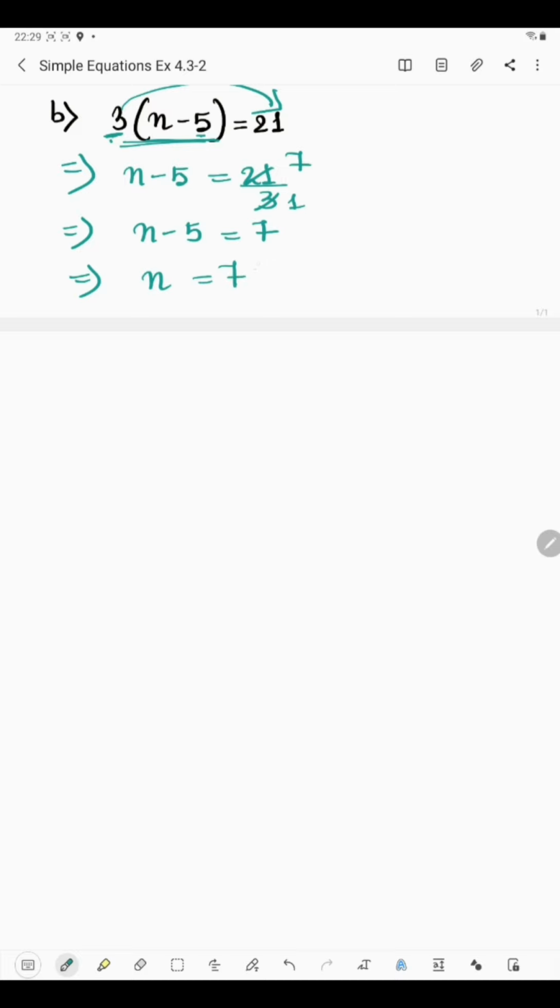So taking 5 on the other side, it will be 7 plus 5. So the value of n will be 7 plus 5, which is 12. Okay, now coming to the next part.